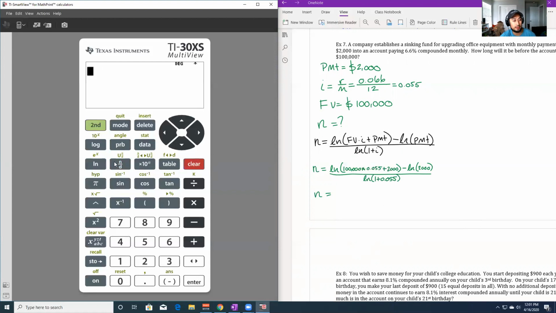Fraction. Oops, no, not two fractions. Fraction. Natural log 100,000, right? 5 zeros, times 0.055 plus 2,000, minus the natural log of 2,000, over the natural log of 1.055. Enter. All right. This will be 24.69. What is that? Months? Yes. So I think my math lab may want you to round up or round down. So this could be 25 months.